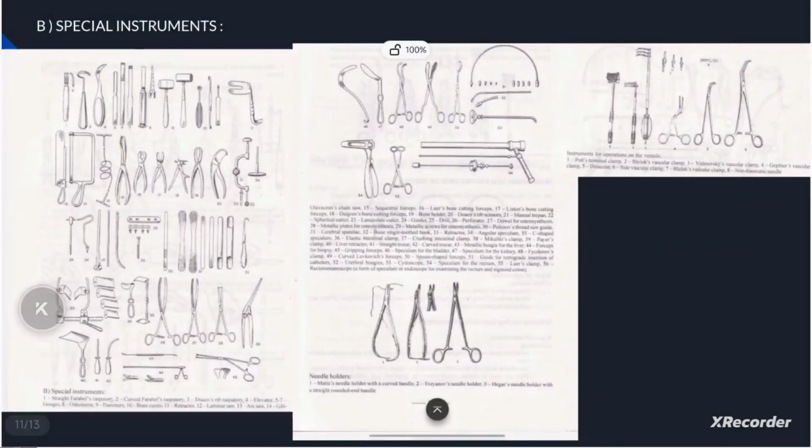In the special instruments there is also a category called needle holder. So please go through the structures and their names, so it will be helpful in the future whenever you handle these instruments.